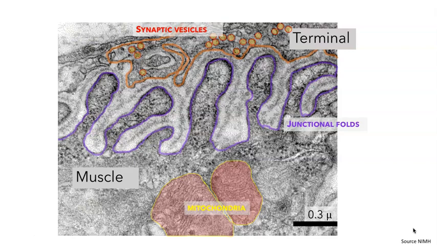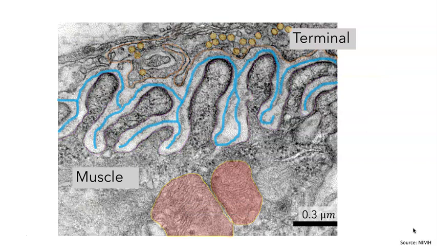Now, this image shows us something else that wasn't maybe apparent in the previous image that I showed you, and that's what I've highlighted with this turquoise color. Notice that the space between the muscle cell membrane and the terminal membrane is not empty. There's a fibrous network in here. This is the basal lamina, that extracellular matrix that's lining the surface.